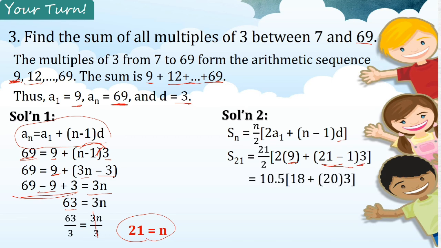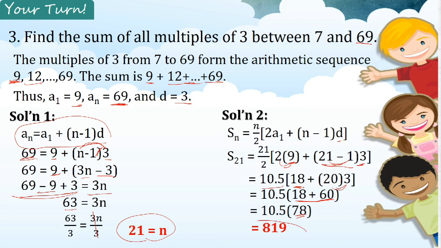And then, simplify. 21 divided by 2 is 10.5. And then, 2 times 9 is 18. 21 minus 1 is 20 times 3. So, that's 60. 60 plus 18 is 78. 78 times 10.5 is 819. Therefore, the sum of all multiples of 3 between 7 and 69 is 819.